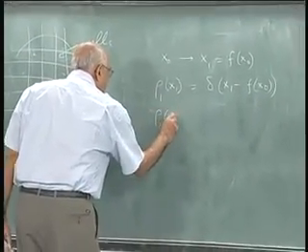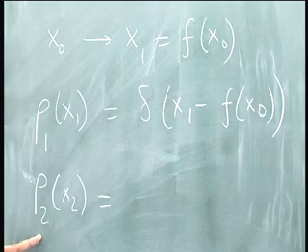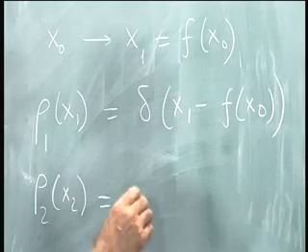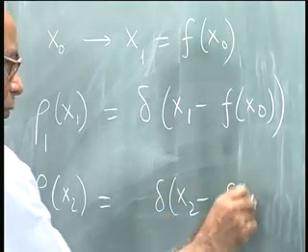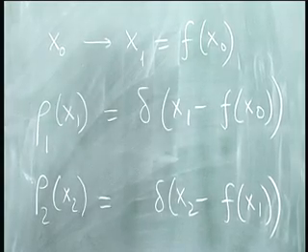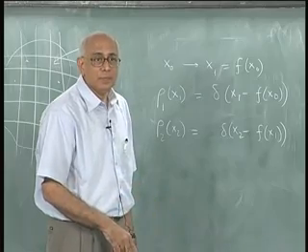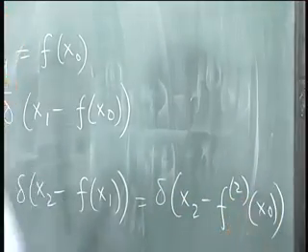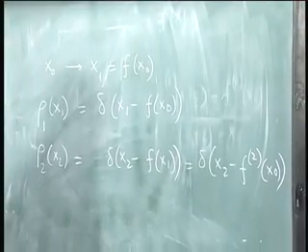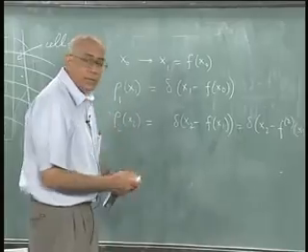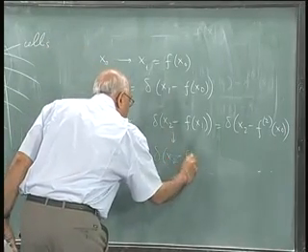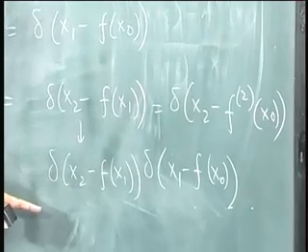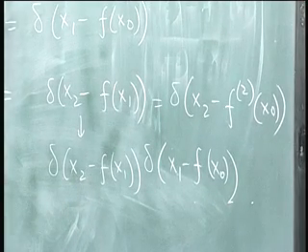What is rho of x2? I put this here to show that it is after 2 time steps. What is this equal to? This is equal to a delta of x2 minus f of x1, of course, provided x1 is given, but if x1 itself is uncertain and it was x0 that was given, so this is equal to delta of x2 minus f2 of x naught. You could also write this as delta of x2 minus f of x1, delta of x1 minus f of x naught. Would this be correct? Should I write it like this? Is this correct?